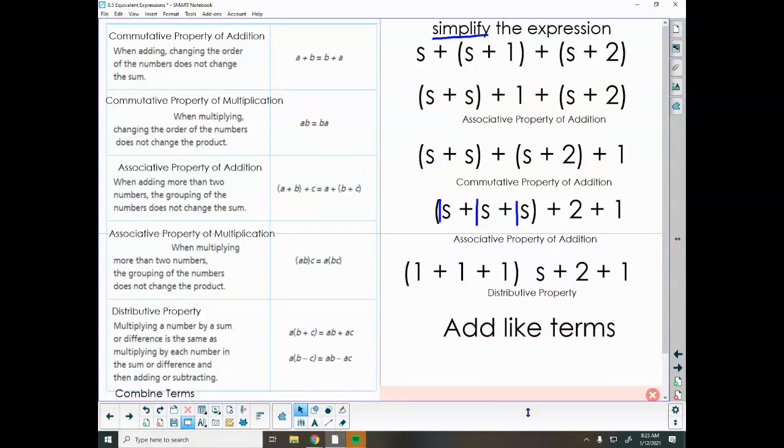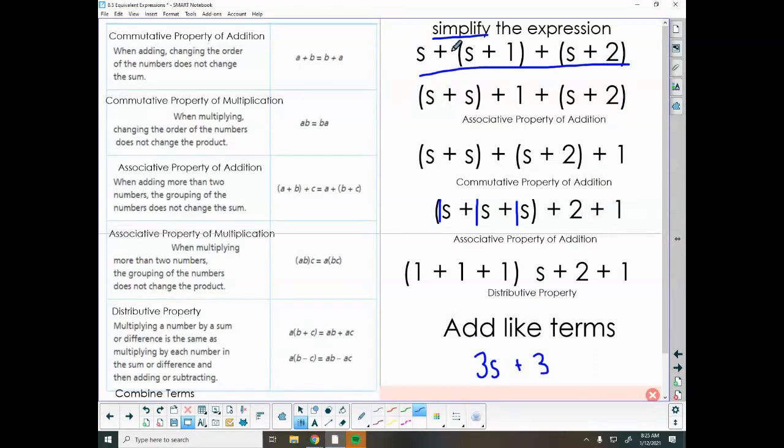Then we can add our like terms. So 1 plus 1 plus 1 is 3 groups of S, 3 times S, plus we have our 1 and 2 here, which are just numbers we can put together. So we have 3 times S plus 3 more will tell us the perimeter of this triangle.